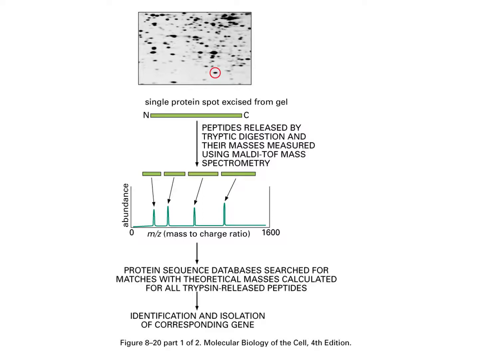We can excise that. They actually have robots that can come in, and this is laid on a grid. And this grid has a position, and that position, a robot comes in and lifts that spot out, digests it, and looks at the 4 fractions, and this is their charge to mass ratio. And then you could look in the protein sequence database for matches with the theoretical masses calculated.